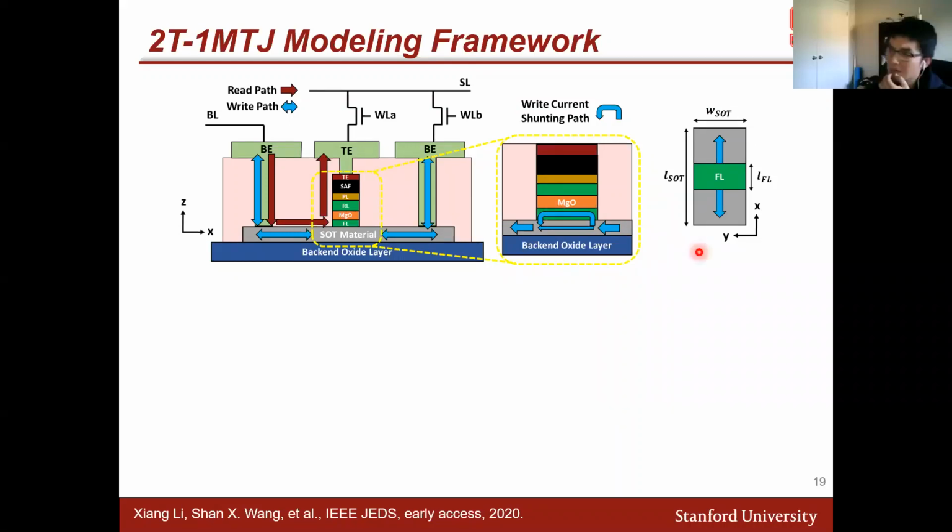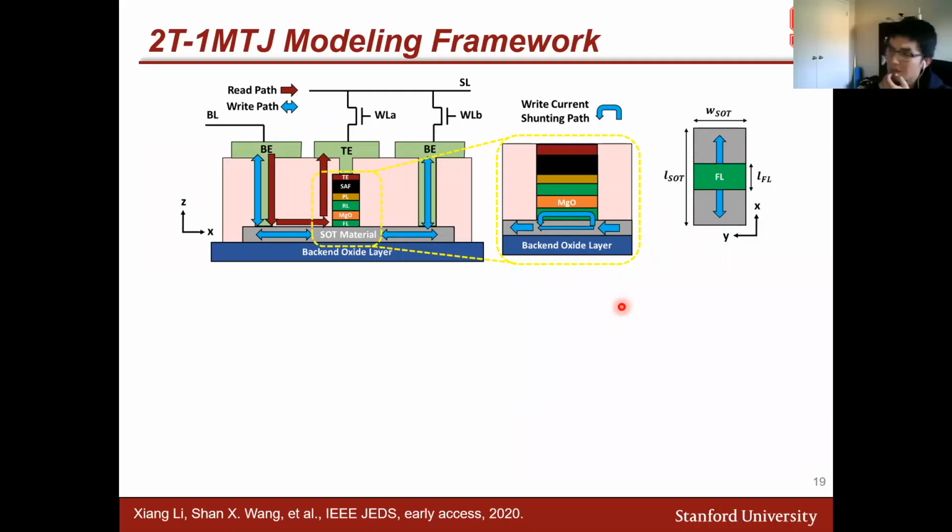The other thing is if we look at the dimension from the top, then we can see you have a different physical design that you can play with. And this is the design assumption we use.